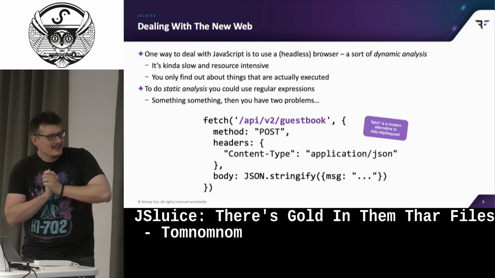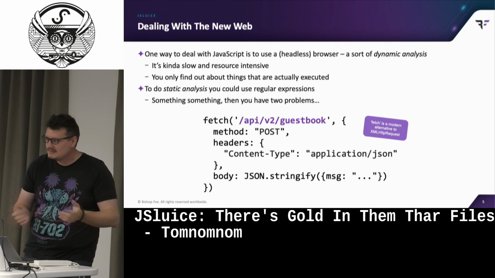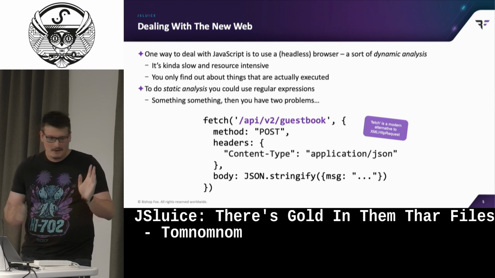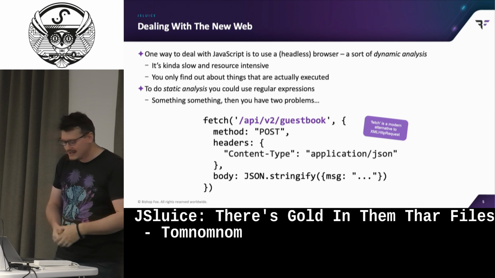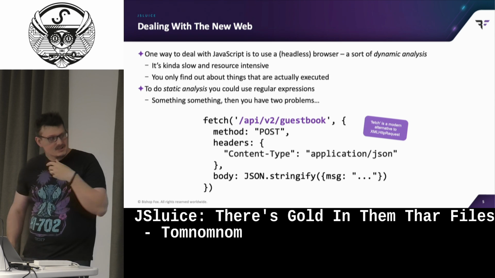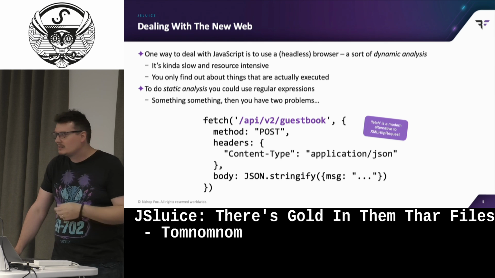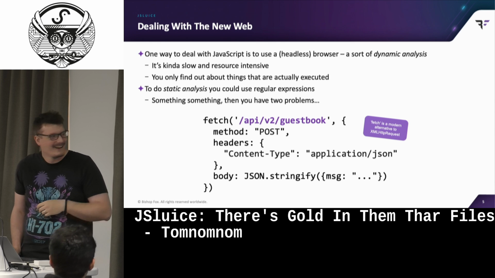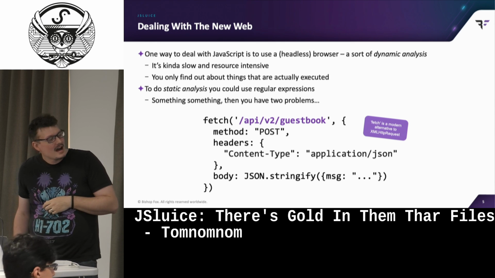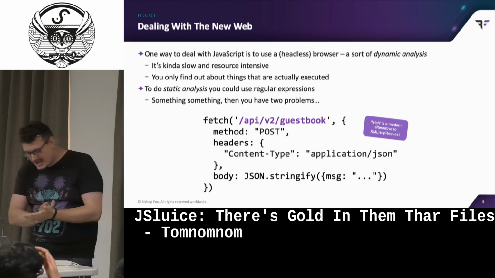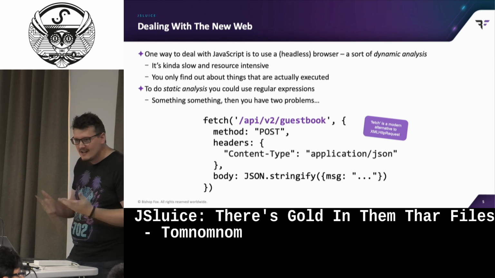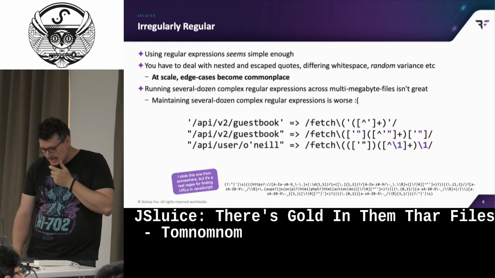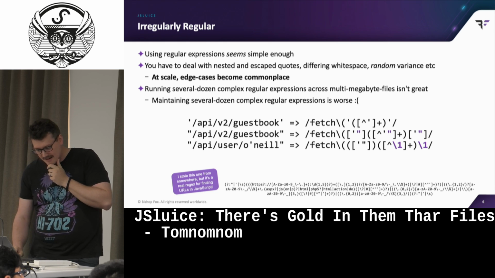So you might consider using regular expressions to do that. And there's a fairly well-known quote about that: now you have two problems. You decide to use regular expressions, but let's take a look anyway. So this is a call to fetch, which is the modern equivalent of XMLHttpRequest. The bit we want to pull out of it is this path here, /api/v2/guestbook. That's the bit that we want. And you think, well, that's pretty easy to deal with, right? So we'll use regular expressions.